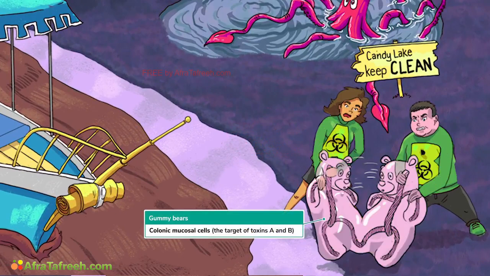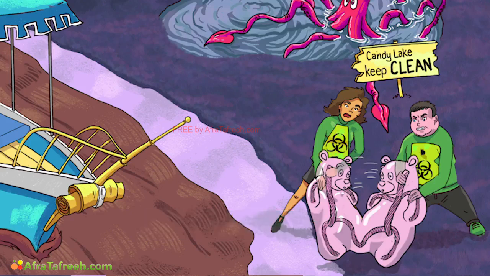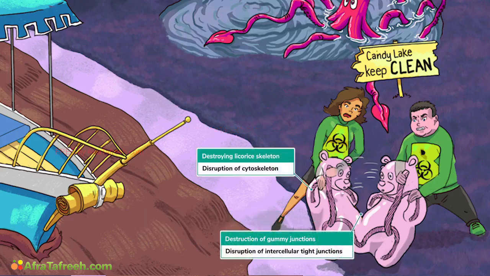bears. Mmm, colon gummy bears. Tasty. Toxins A and B enter these cells and start wreaking havoc, disrupting the cytoskeleton within the cells, as well as the tight junctions holding the cells together, as illustrated by these toxic youths greedily grabbing at the licorice cytoskeletons of these poor bears. The cells begin to round up and retract.